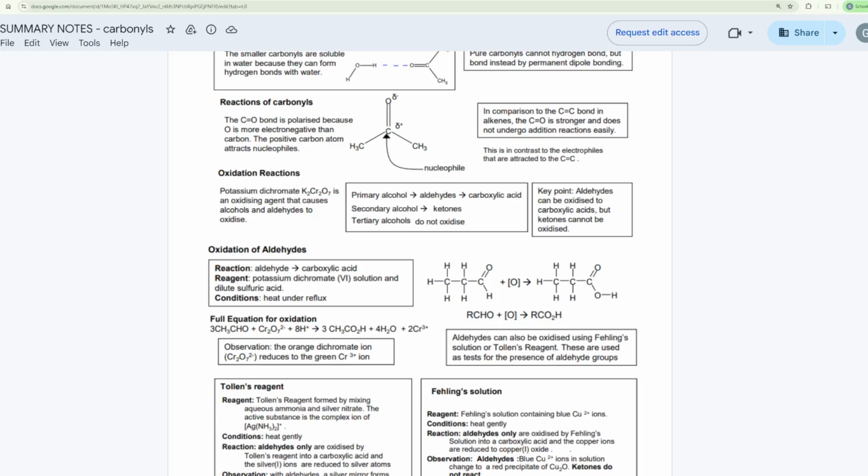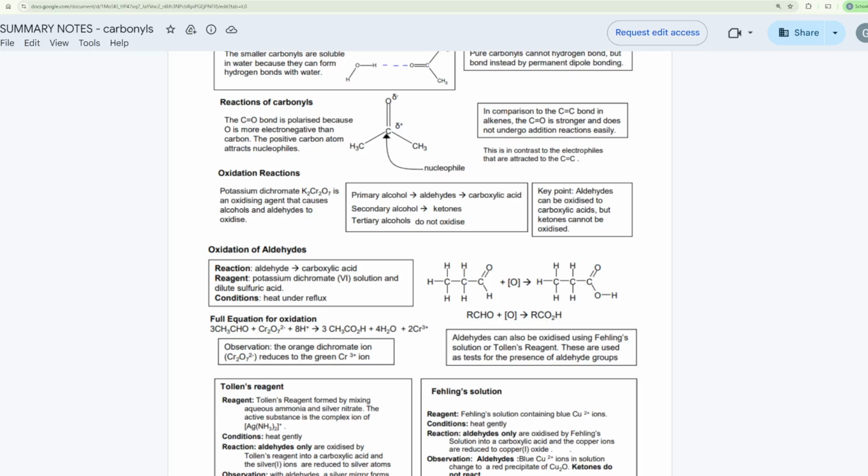Reactions of carbonyls. The C=O bond is polarized because the oxygen is more electronegative than the carbon. The positive carbon atom attracts nucleophiles. In comparison to the carbon-carbon bond in alkenes, the C=O bond is stronger and does not undergo addition reactions easily. This is in contrast to the electrophiles that are attracted to the carbon-carbon double bond.